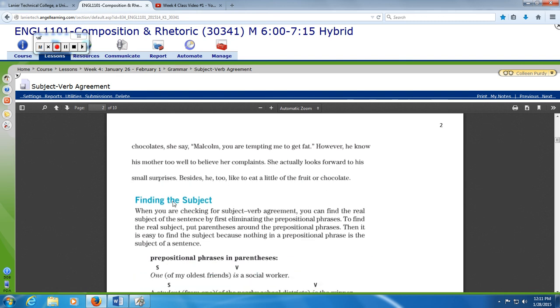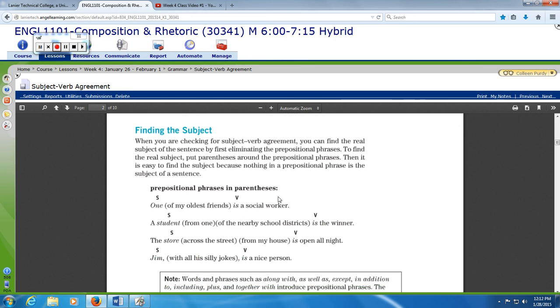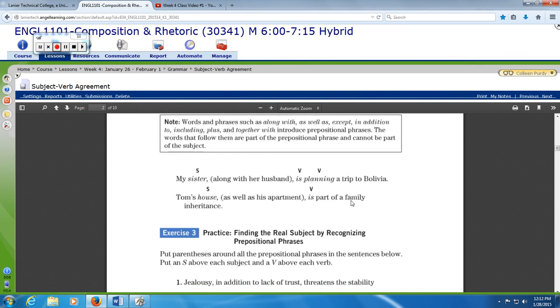She actually looks forward to his small surprises. Besides, I think that's probably an adverb. He too, that's an adverb. Okay, it means in addition. He, singular subject, like is your verb, but that's a plural verb. It needs to be he likes to eat a little of the fruit or chocolate. Okay? So you've just got to kind of eliminate the clutter and make sure that if you have a singular subject, you have a singular verb. If you have a plural subject, you have a plural verb. Let's take a look at these.